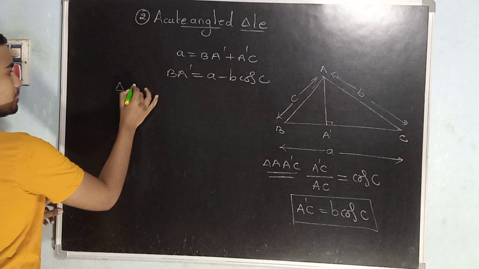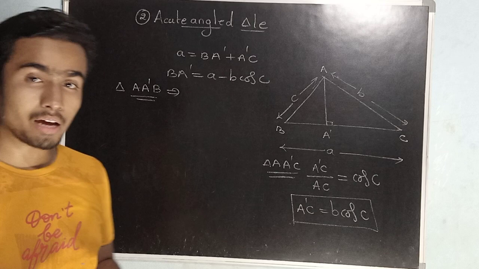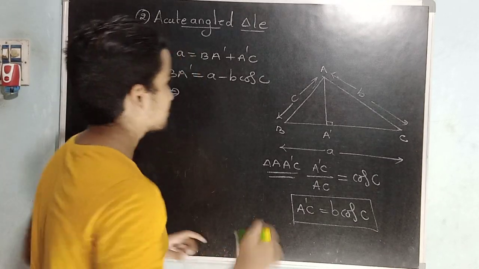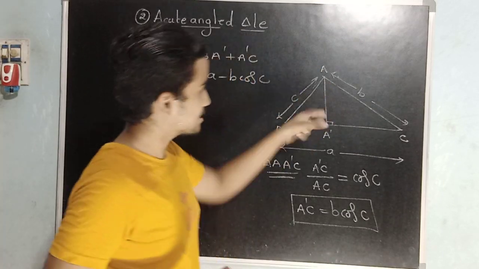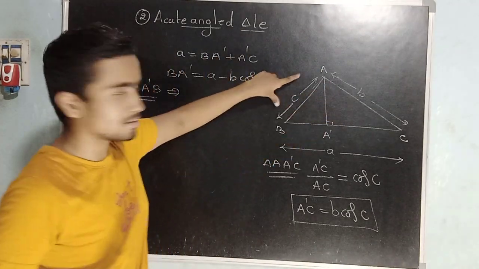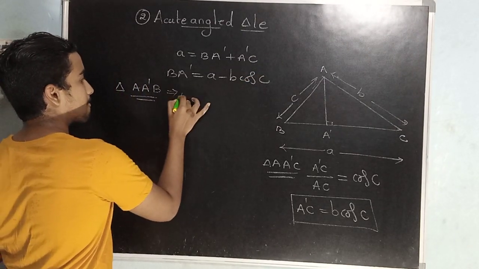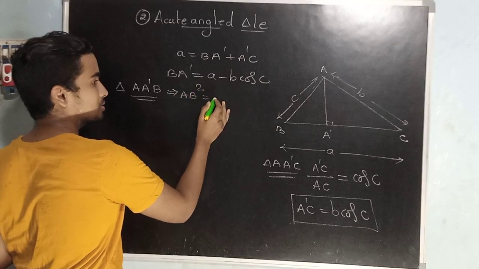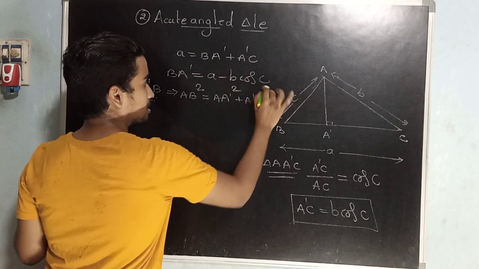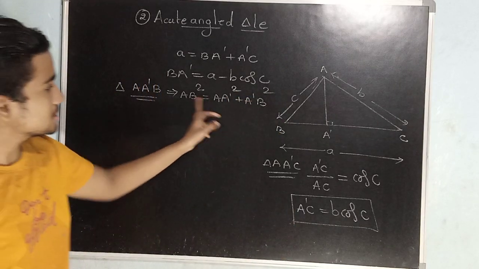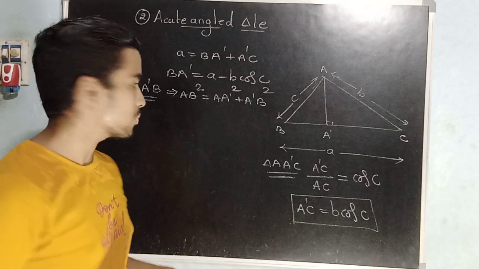Let me take triangle AA'B. In the first case, I have discussed the Pythagoras theorem. As per the Pythagoras theorem, perpendicular square plus base square is equal to hypotenuse square. AB square is equal to AA' square plus A'B square, as per the Pythagoras theorem that I have proven already.